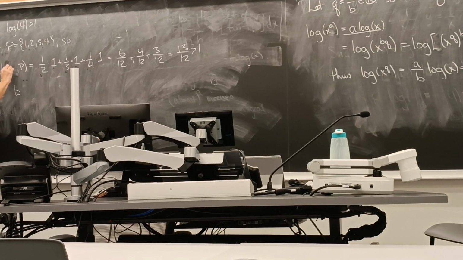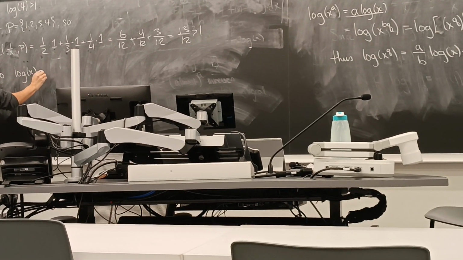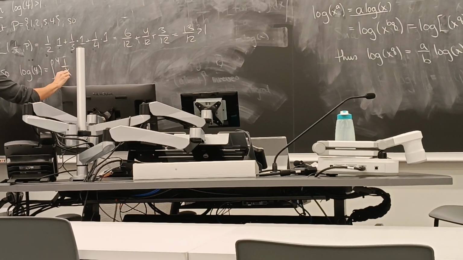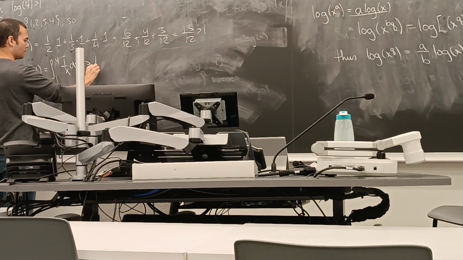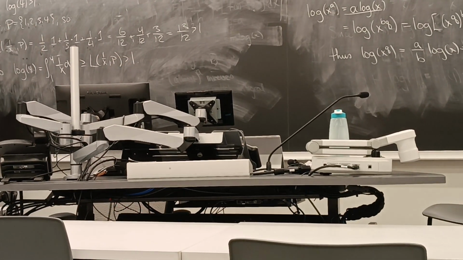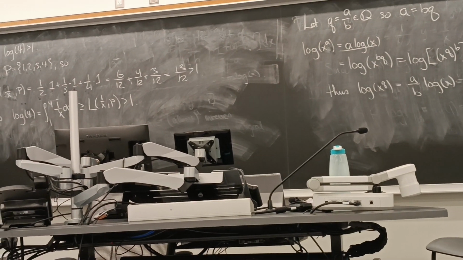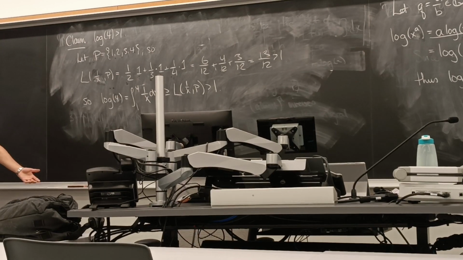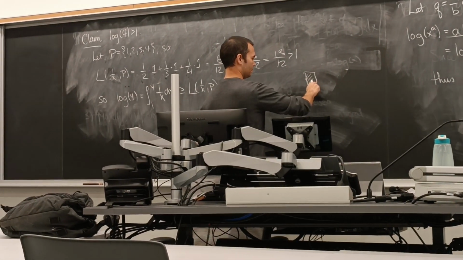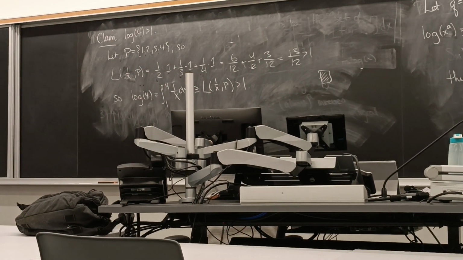Sorry, not log, 1 over x. So log of 4 is the integral from 1 to 4 of 1 over x dx. So we're done. So e exists. It was just that easy.